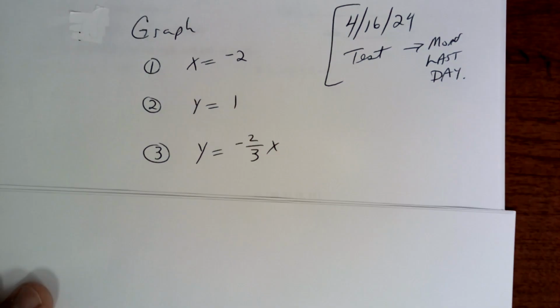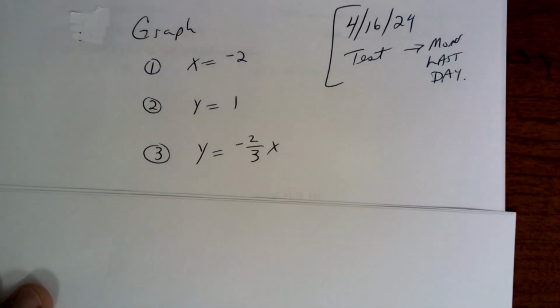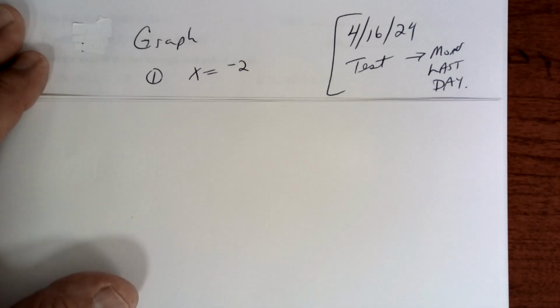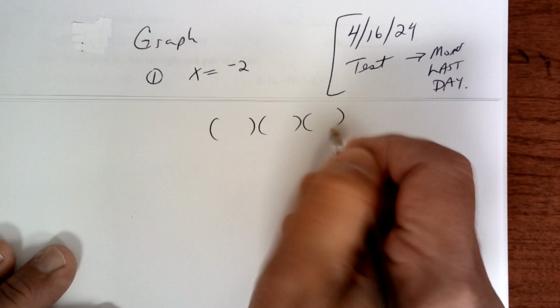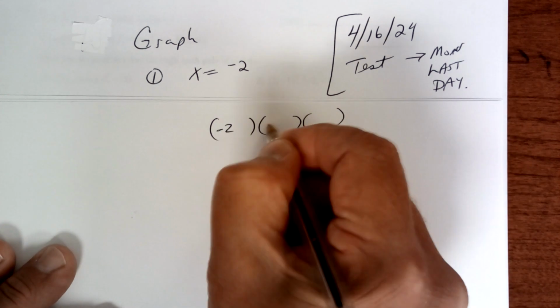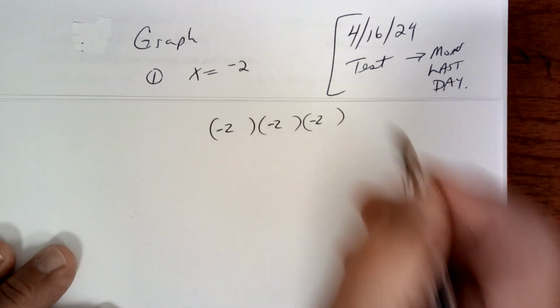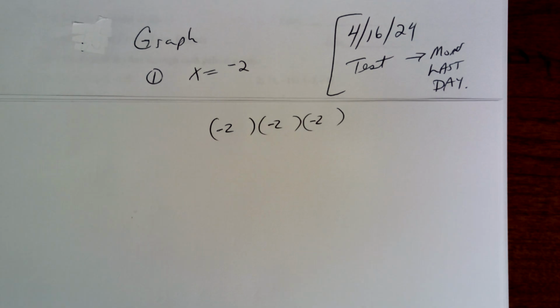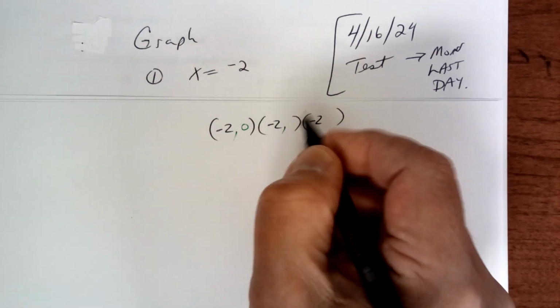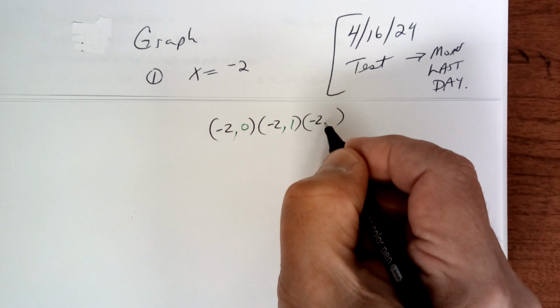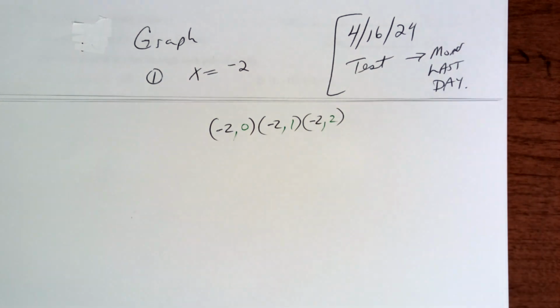All right, let's take a look here. Let's graph these. This one right here says all your x's are -2. So make some points and put your x's as -2. Once you put your x's as -2, you can choose whatever you want for the y's. I usually choose easy ones. Now let's see how that looks.